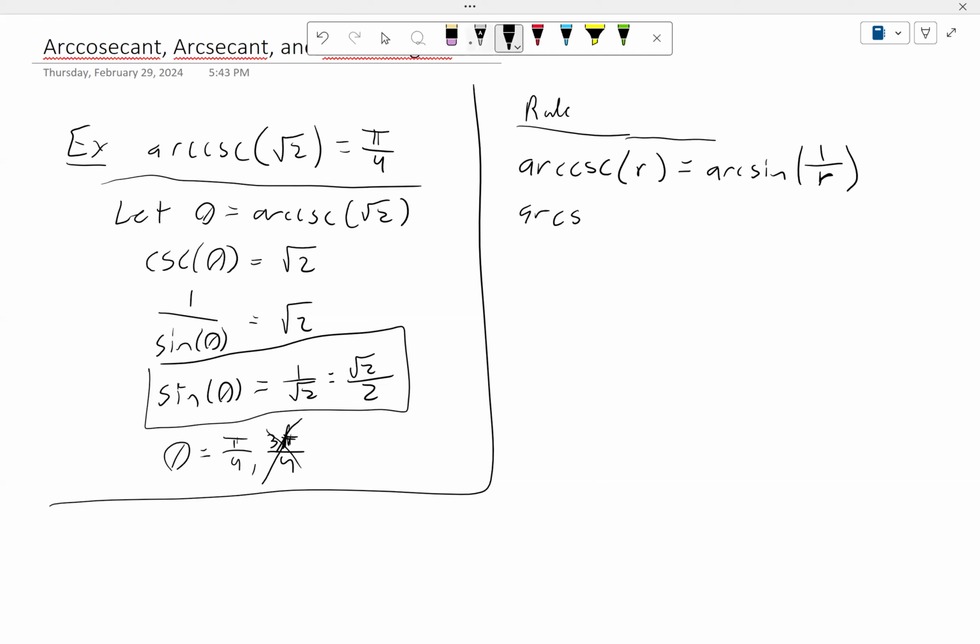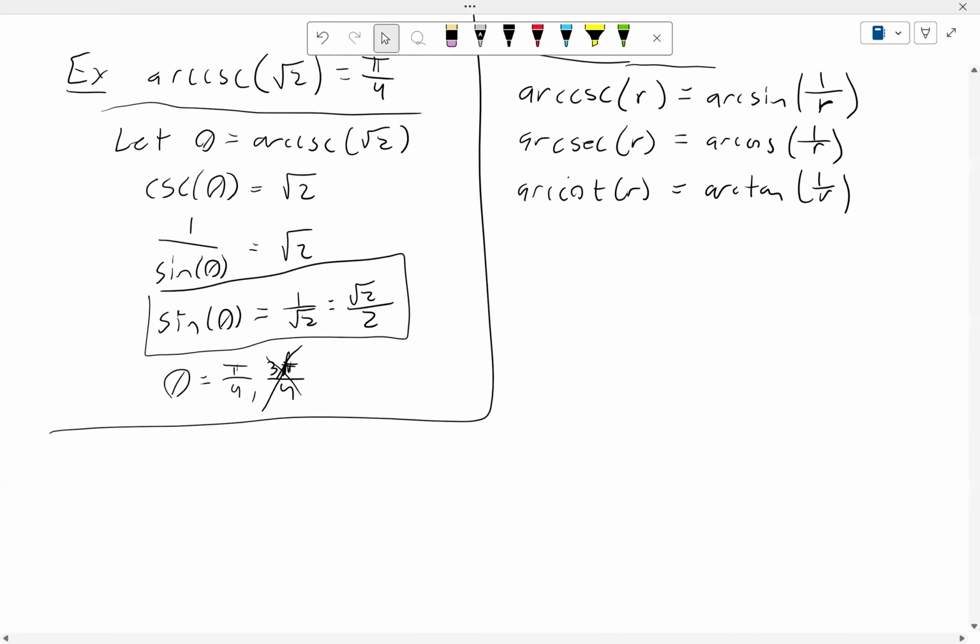Same thing with arcsecant. Since secant is a reciprocal of cosine, arcsecant of a real number r will just be arccosine of 1 divided by r. And then arccotangent of r will just be equal to arctangent of 1 over r.